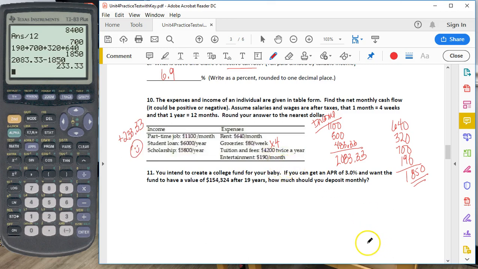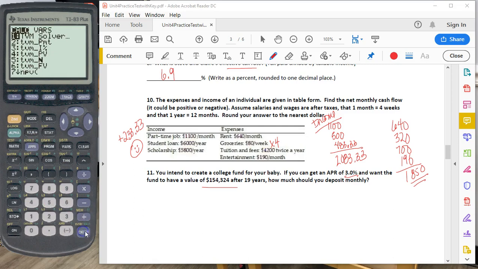College fund for my baby. You get an APR of 3%. You want to have that much money for whatever bizarre reason in 19 years. How much do you have to put away every month? Back to the TVM solver. I have 19 years, and I'm going to put away money every month. I can get an interest rate of 3%. My present value is 0. My future value is $154,324. How much money do I need to put away every month?